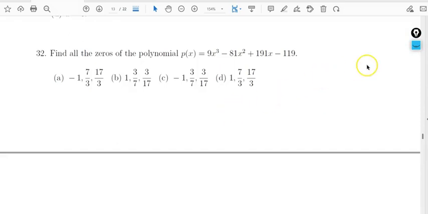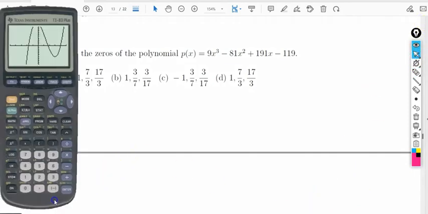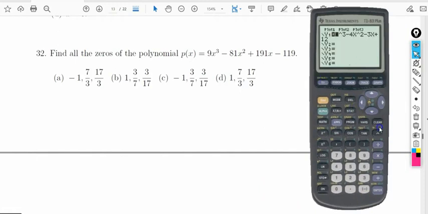Find all the zeros. Again, this is one you're going to want to put in your calculator. Do that. Let me get rid of that, and we do 9x cubed minus 81x squared plus 191x minus 119. Just eyeball that and make sure I didn't make a mistake. I'm going to start with a zoom 6.